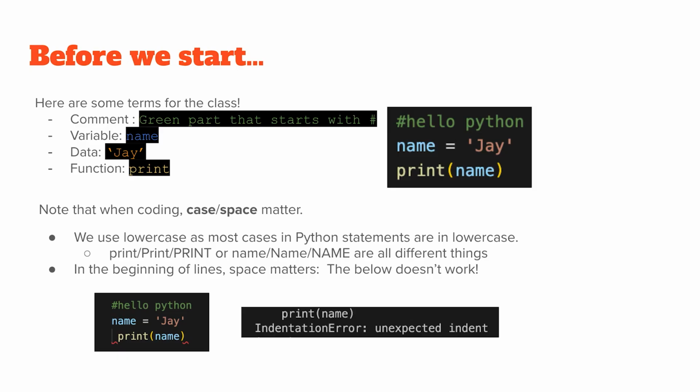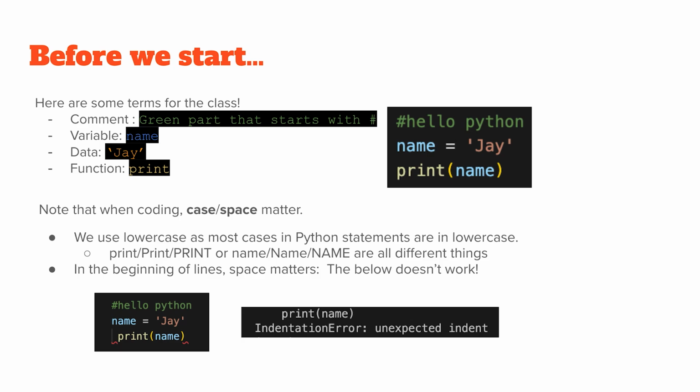Variables. These are labels we use to store data. In many editors, we'll see them in blue. For example, in this line, name is equal to J, name is the variable. Data is the actual content stored in the variable. J in our example is the data. You might see them in orange.